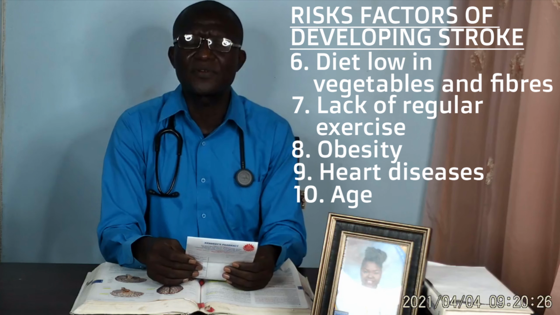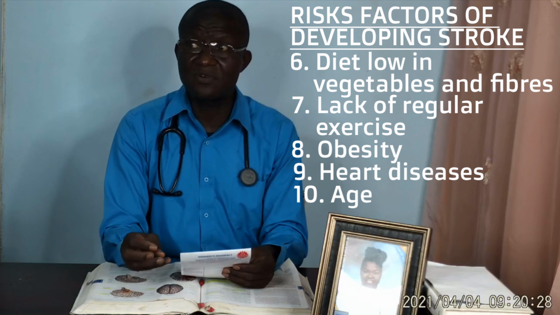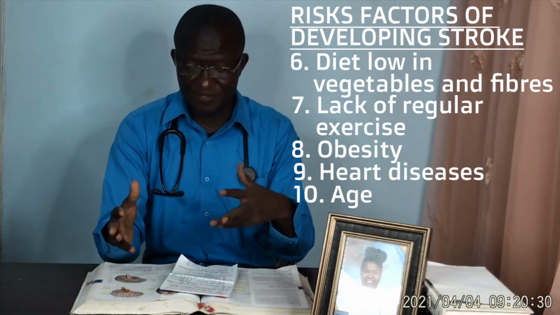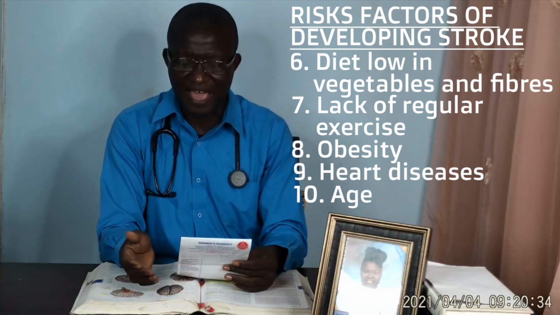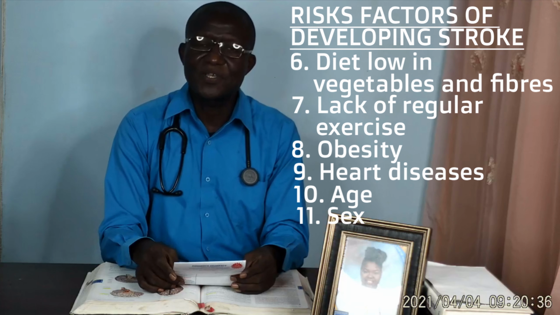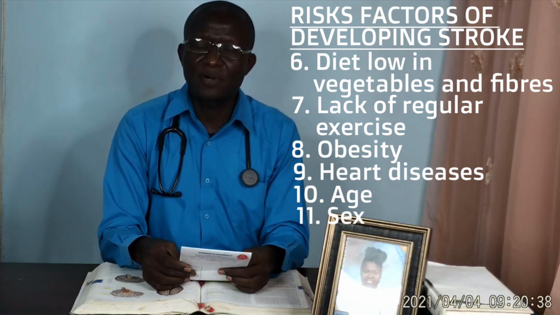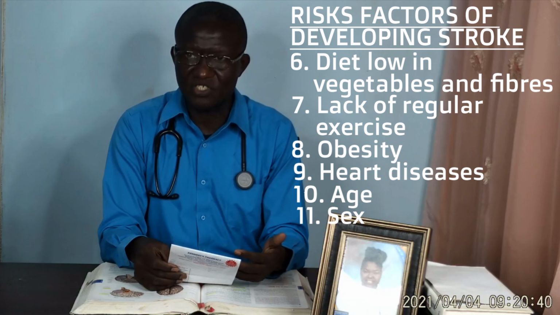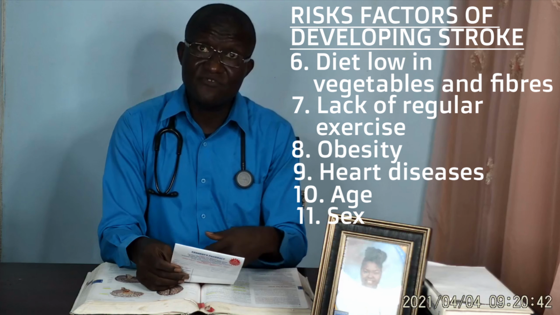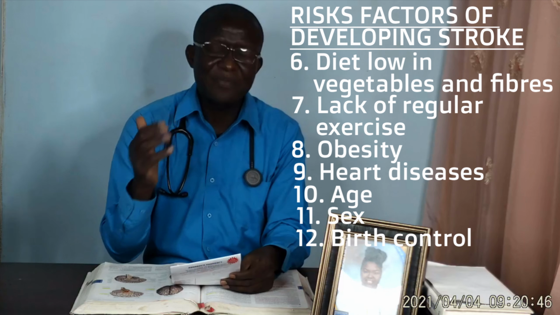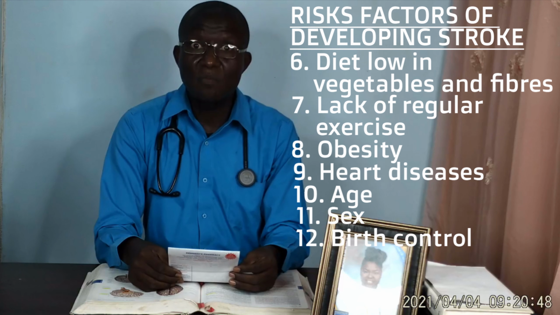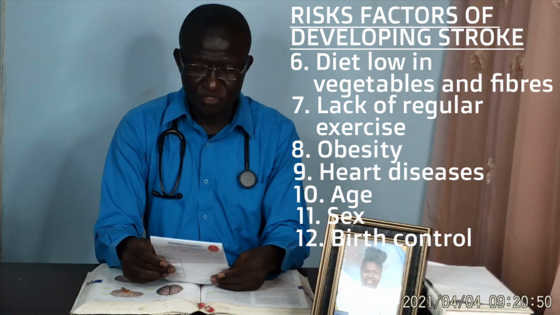Age is another risk factor. As we grow, things start shrinking. People say race, but I doubt it. It's more like lifestyle. Sex, yes, because females, before menopause, don't really develop stroke that much. But after menopause, the risks shoot through the roof. And some hormones, like those used in family planning, can also predispose you to develop stroke.